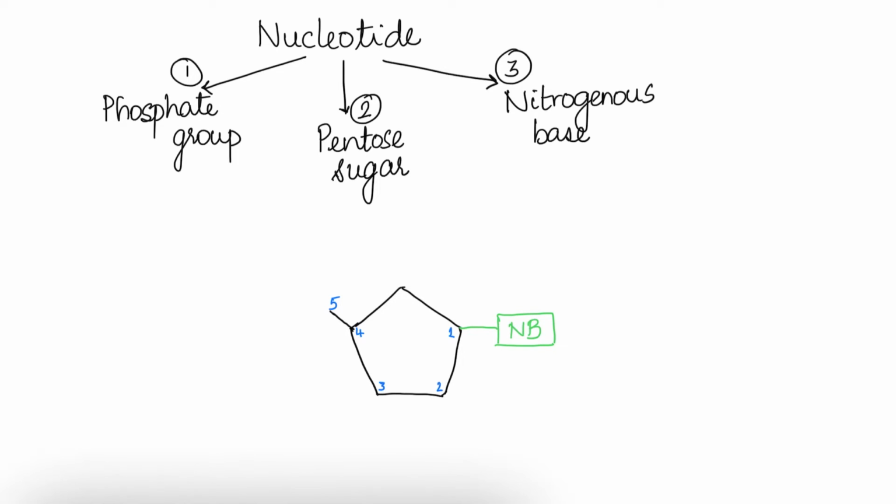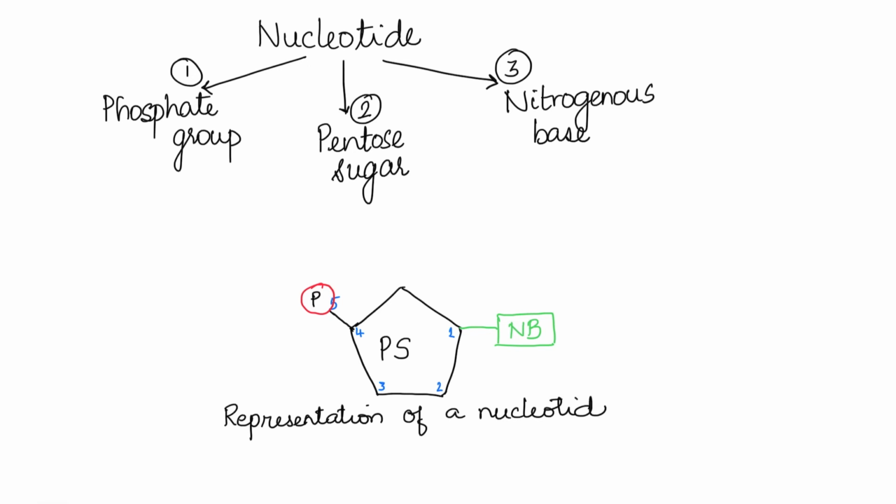a rectangle to represent the nitrogenous base. Then, at the fifth carbon, we draw a circle that represents the phosphate group. Once complete, don't forget to give the title Structure of Nucleotide. We don't need to mark the numbers, hence I'm erasing the numbers.